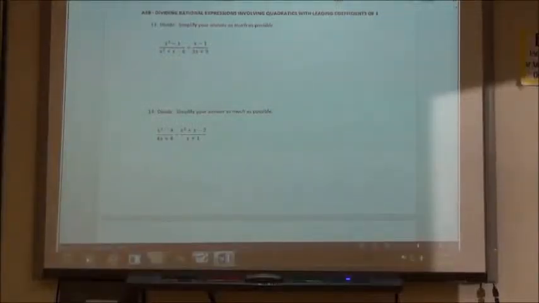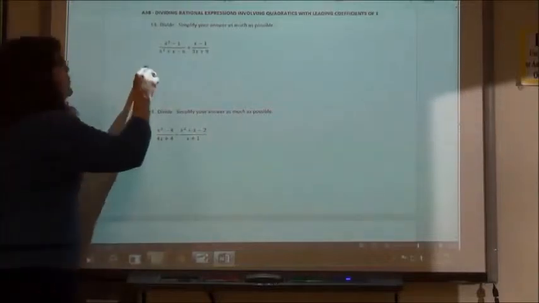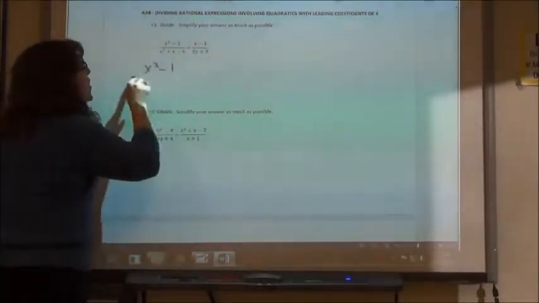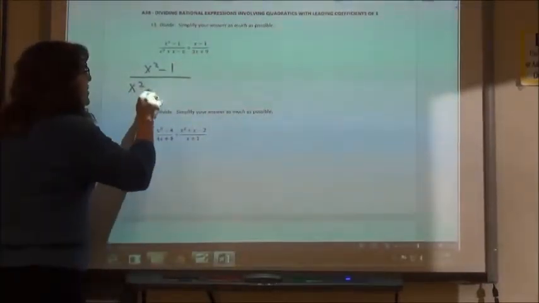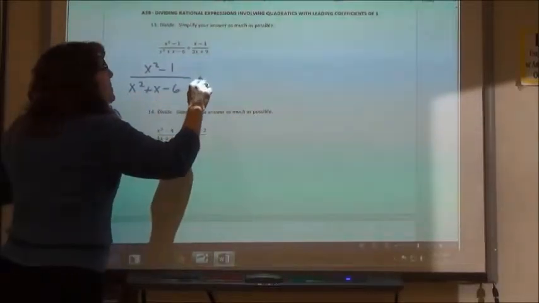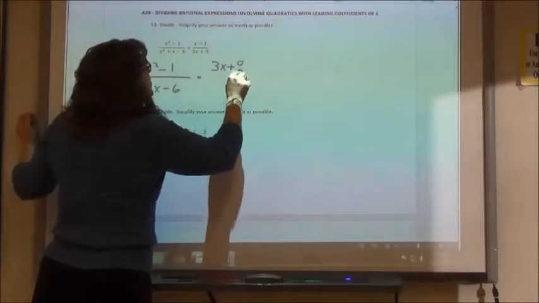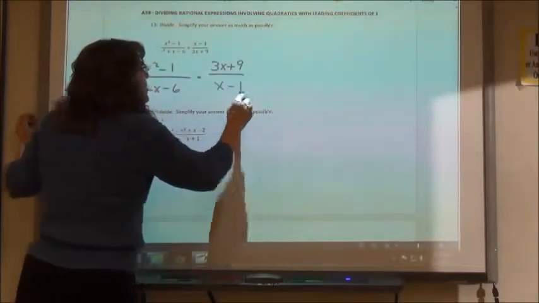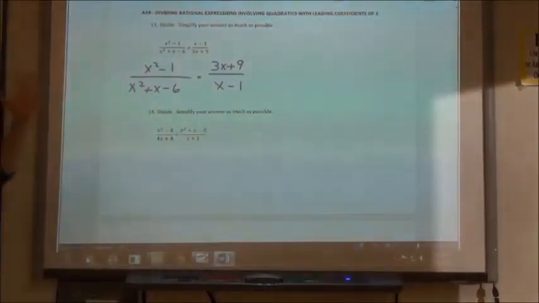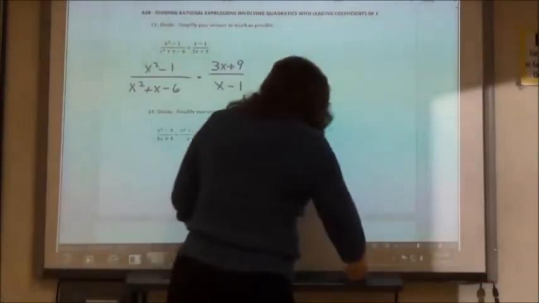Dividing fractions again. Our first thing we want to do is flip that second fraction. So the first one's going to stay x squared minus 1 over x squared plus x minus 6. But then we're going to multiply by the reciprocal, so the 3x plus 9 goes on top, the x minus 1 goes on the bottom. Then we're going to do it just like we did the multiplying ones.